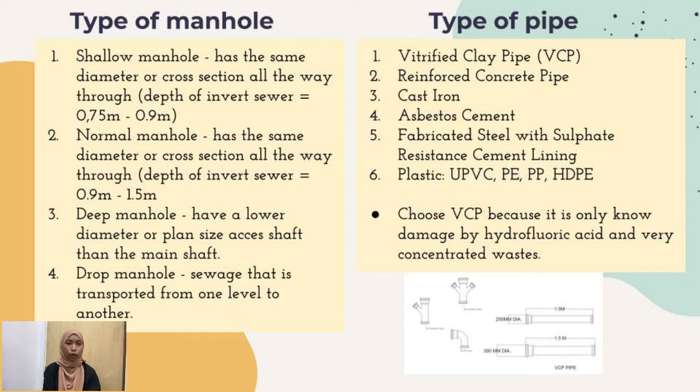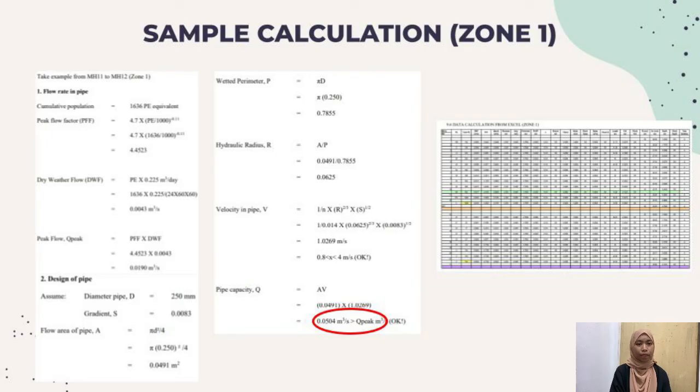There are also different types of pipes, such as vitrified clay pipe, reinforced concrete pipe, cast iron, asbestos cement, fabricated steel with sulfate resistant cement lining, and also plastic PVC. But in this design, we chose VCP because it is only known to be damaged by hydrofluoric acid and very concentrated waste. By taking zone 1 as a sample calculation, we will calculate the flow rate in the pipe, the design of the pipe, and the level and depth of the manhole to obtain the final answer, which indicates whether the manhole is within the requirements or not.